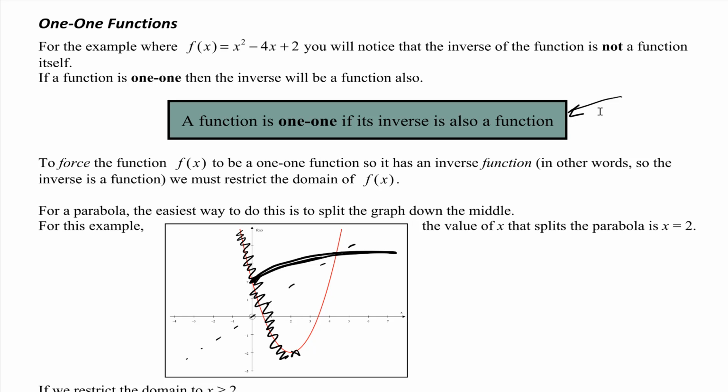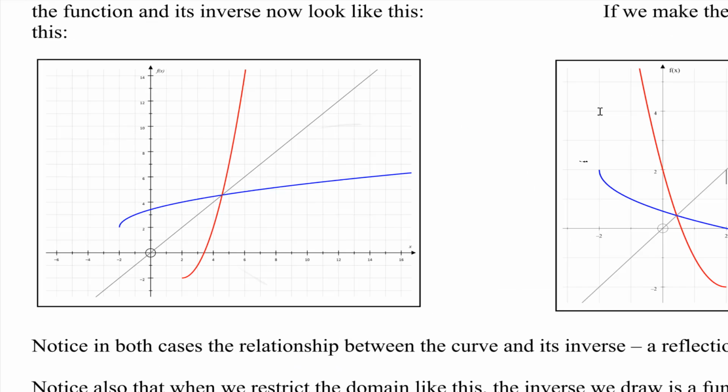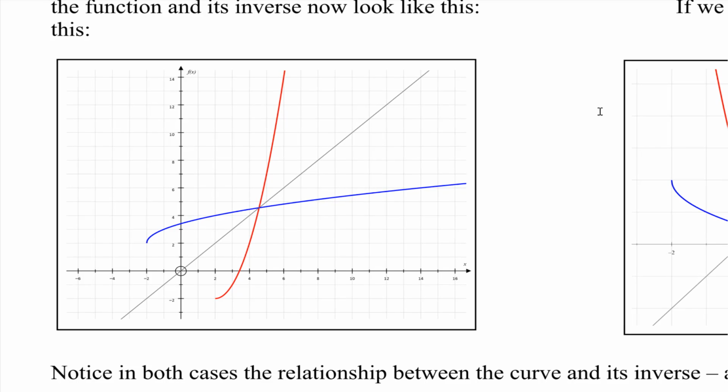If we restrict the domain of the original function, then we can get an inverse that actually is a function, and that function is then 1-to-1. Here's a graph of what that looks like. We restricted the domain so that x is greater than or equal to 2. We've split that parabola down the middle, and now the inverse is also a function, and so that original function there is 1-to-1.